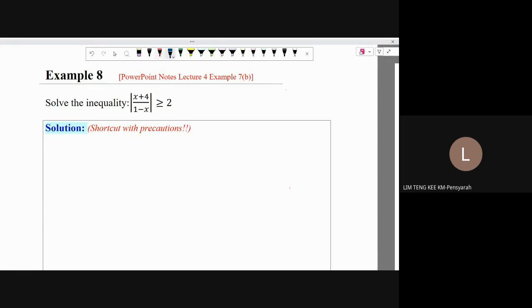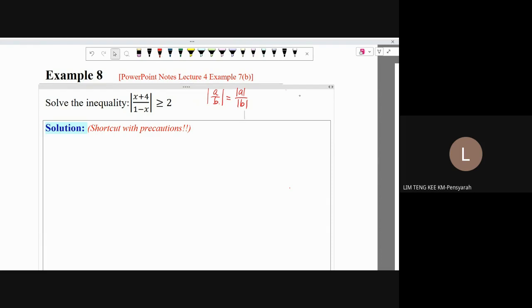Before we apply the shortcut to solve this question, there are some properties of modulus that we need to recall. First, we have the property that if I have the modulus of a fraction a over b, this is equivalent to, or we can rewrite it in the form of, modulus a over modulus b.